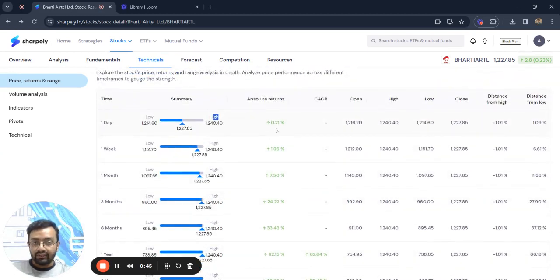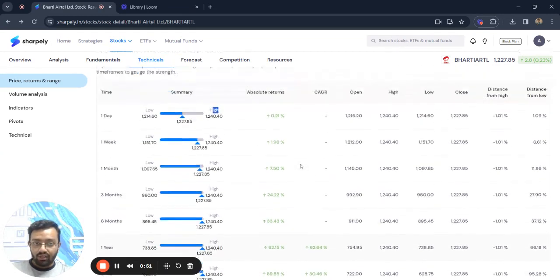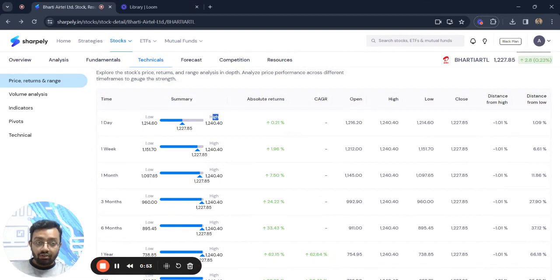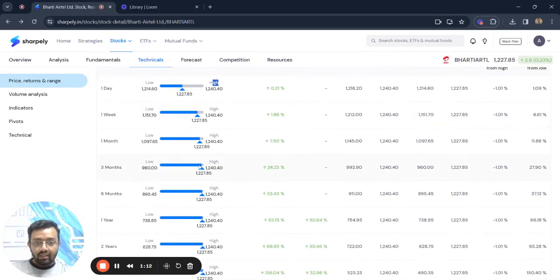Then we also provide the absolute returns in those time frames. We also provide CAGR for the time frame of 1 year or higher. And we also provide open, high, low, close data as well for those respective time periods. Here you will be able to find the distance from high as well as the distance from low. So the higher the distance from low, the better it is for the stock, and the lower the distance from high, the better it is for the stock again.